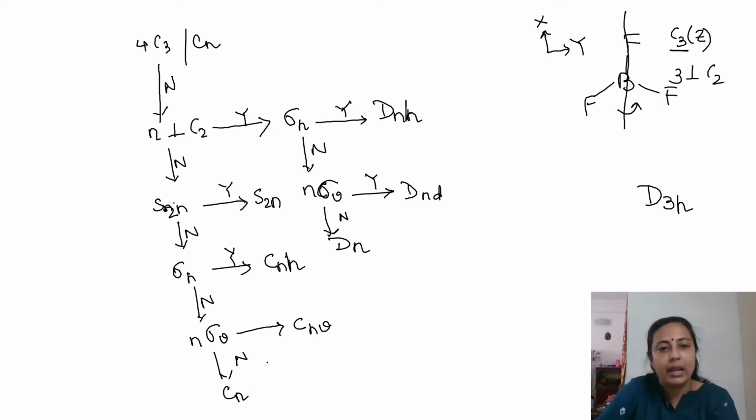So we have understood that when the Cn is there and the n perpendicular C2s are there, the molecular point group would be named as D. If the n perpendicular C2 is not there, the molecular point group should be named as C. So it can be Cnh, it can be Cnv, it can be Cn.